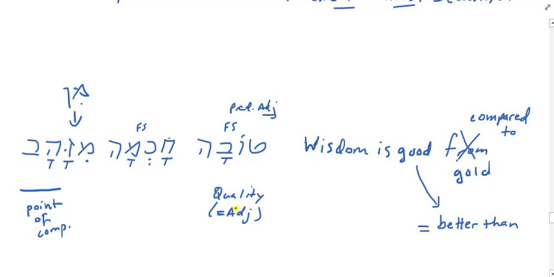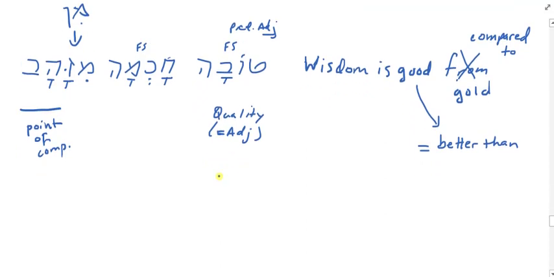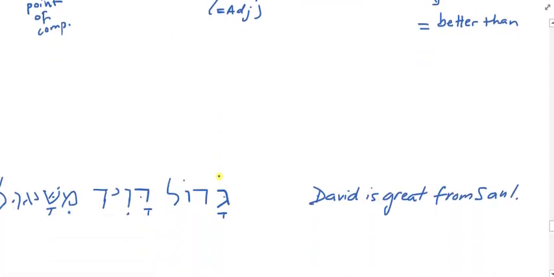All right, so gold is the point of comparison. The adjective good is the quality that we're comparing, and we're basically measuring goodness from the standpoint of gold. However good gold is, wisdom is better than that. All right? So tova chokma mizahav, wisdom is better than gold. We're going to use the comparative form of good. Good becomes better, and then best for the superlative.